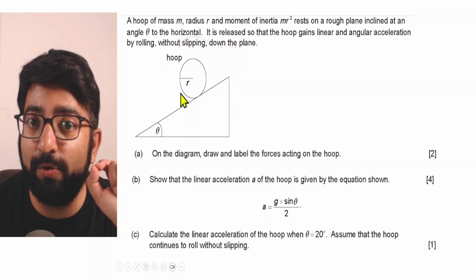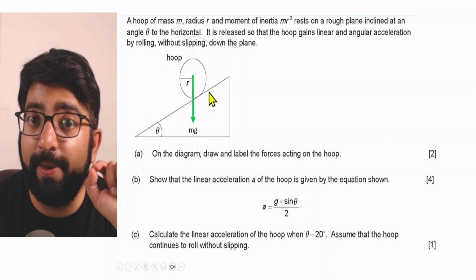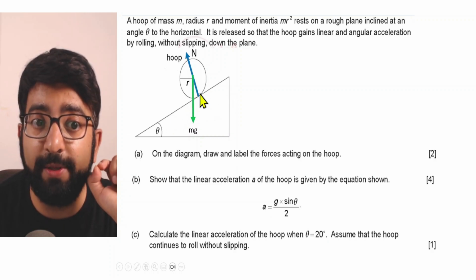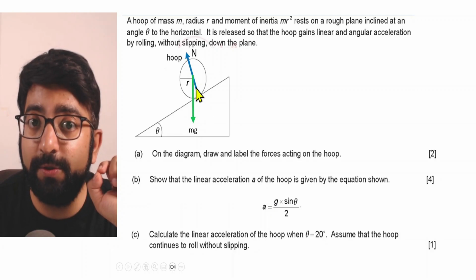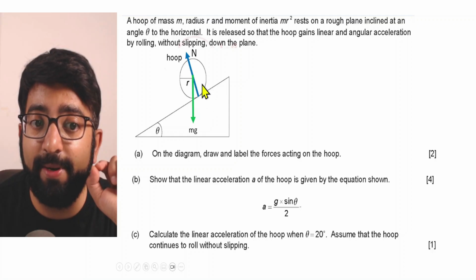The first force acting on the hoop will be the weight of this hoop, which is mg acting downwards. And since the hoop is placed on an inclined plane, which means the hoop is in contact with the surface, the hoop is going to experience normal reaction. The direction of this normal reaction will be perpendicular to the incline, and this angle will be 90 degrees.